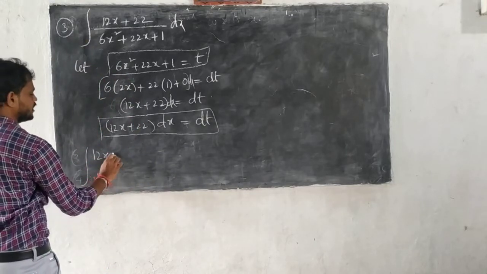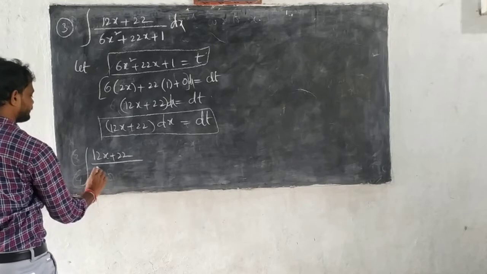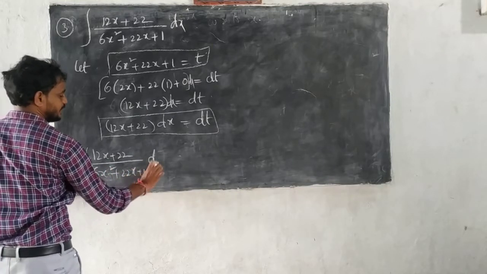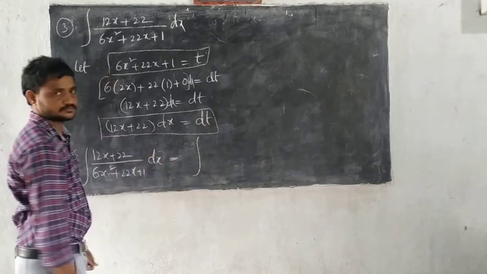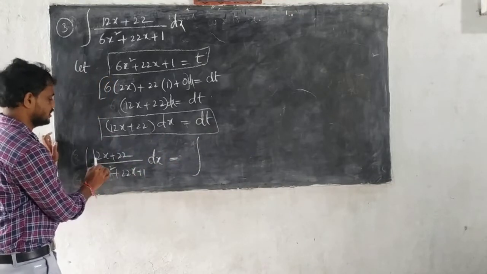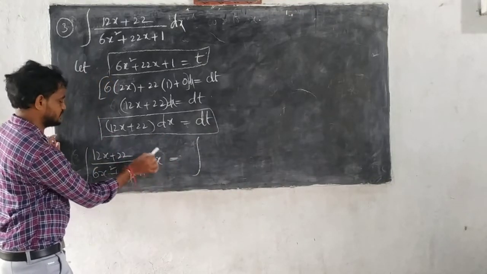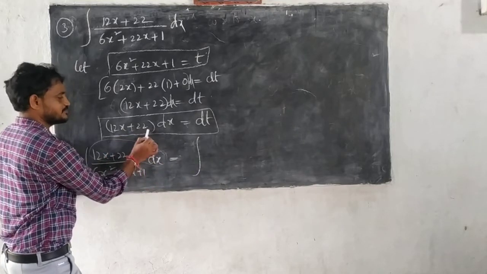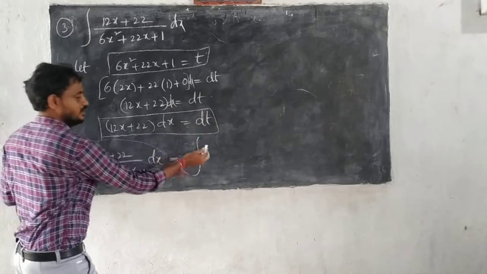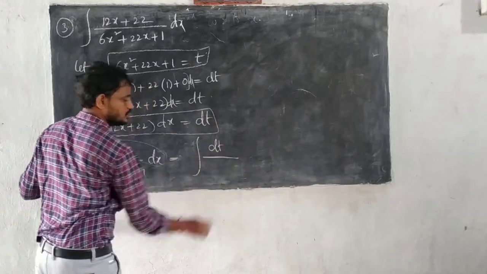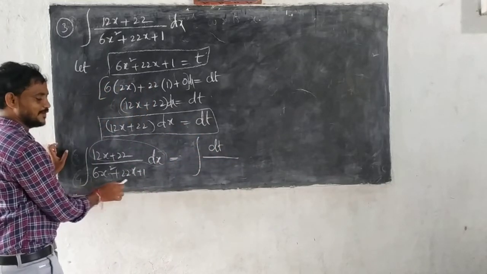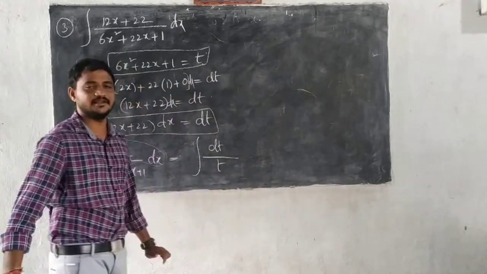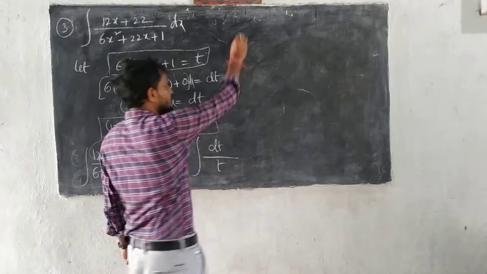Integral of (12x + 22) by (6x² + 22x + 1) into dx. After the numerator, 12x + 22 into dx is nothing but dt, and 6x² + 22x + 1 is nothing but t. So you will get integral dt by t.